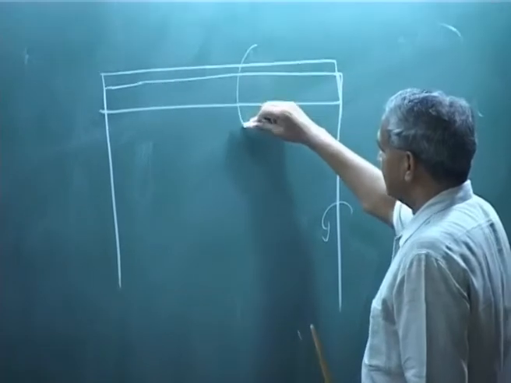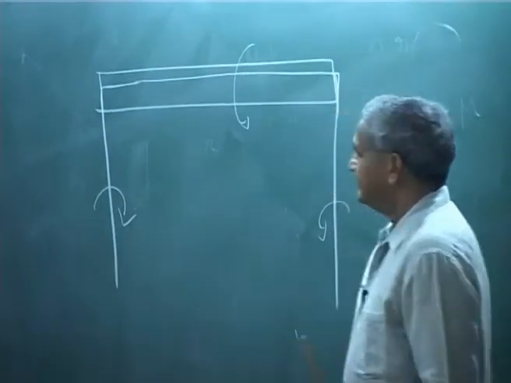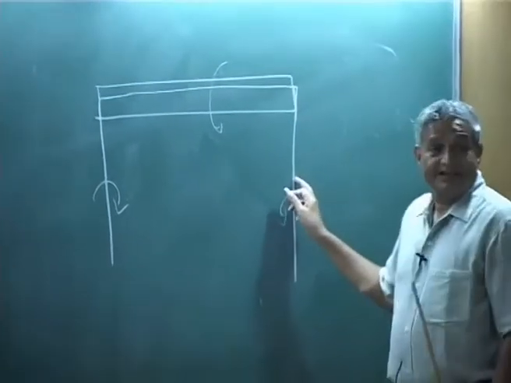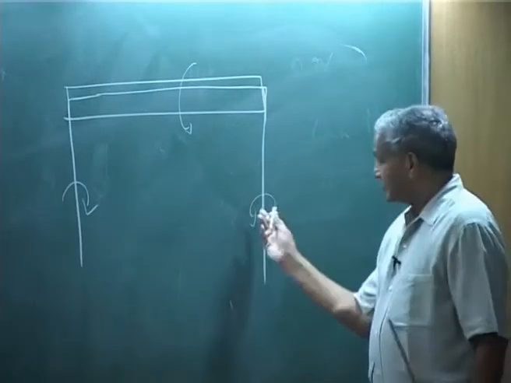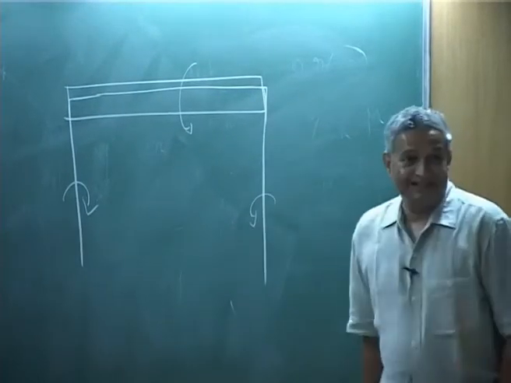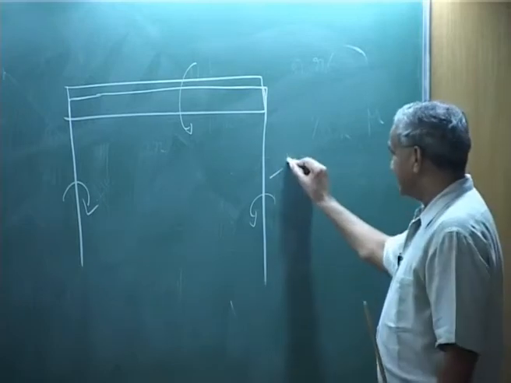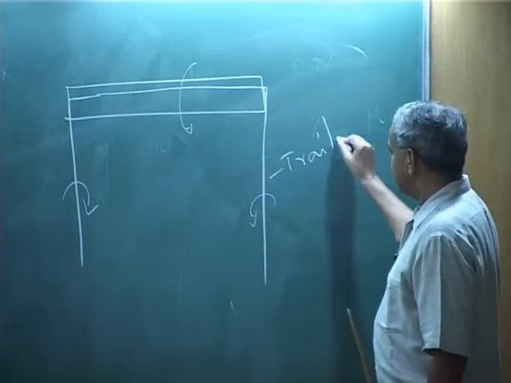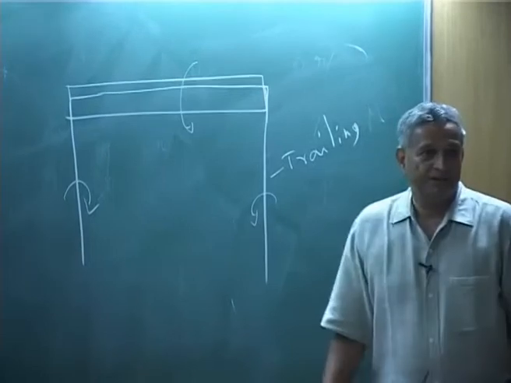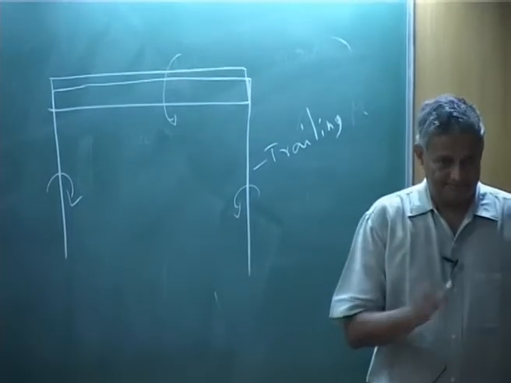Okay. This is trailing. The trailing will be in this direction. This is trailing. Okay. Then what is shed?